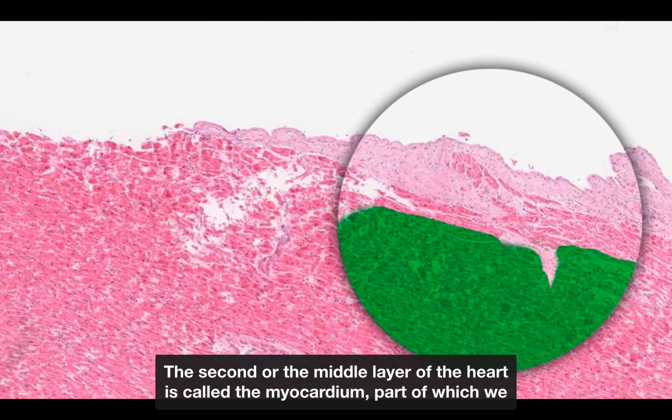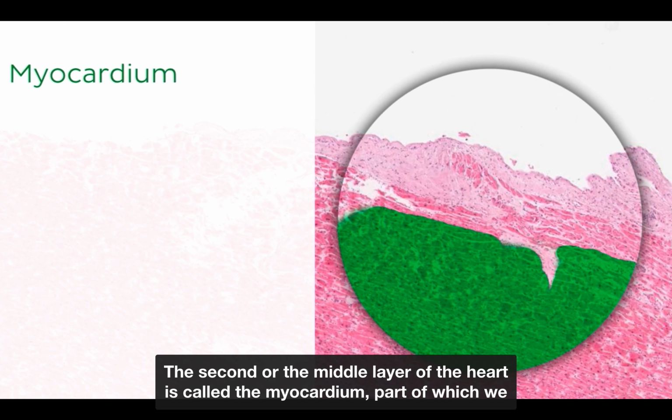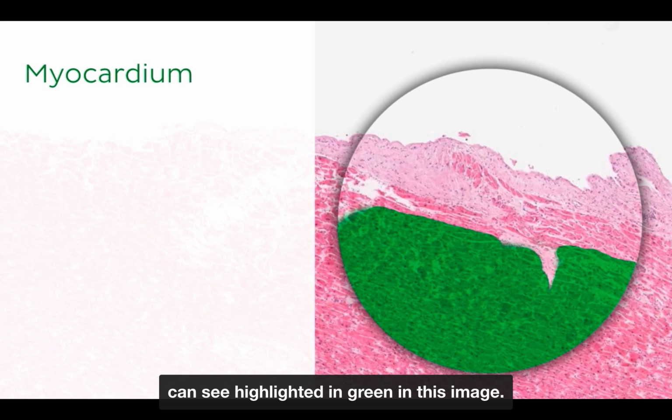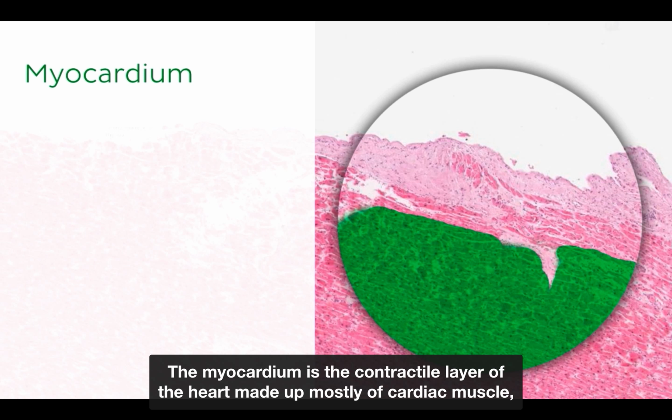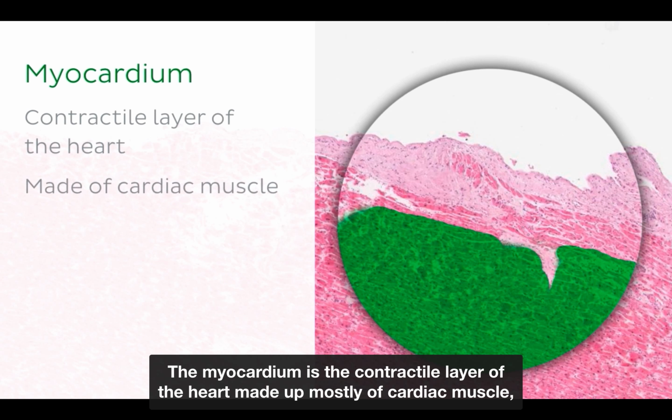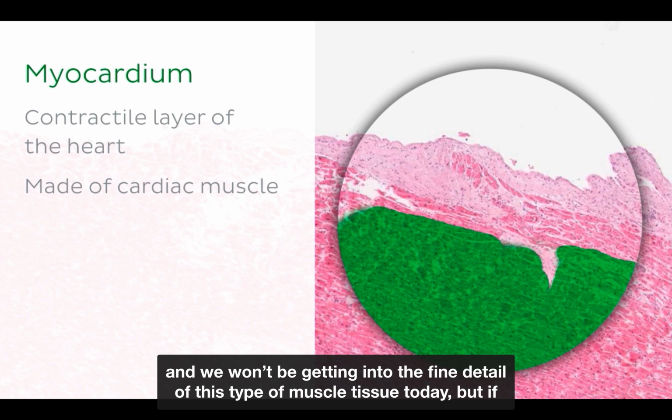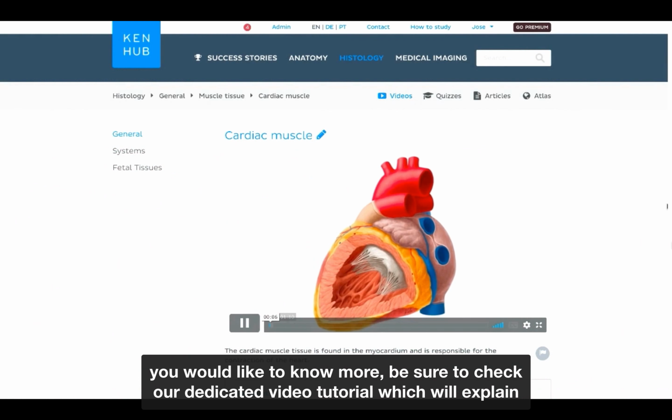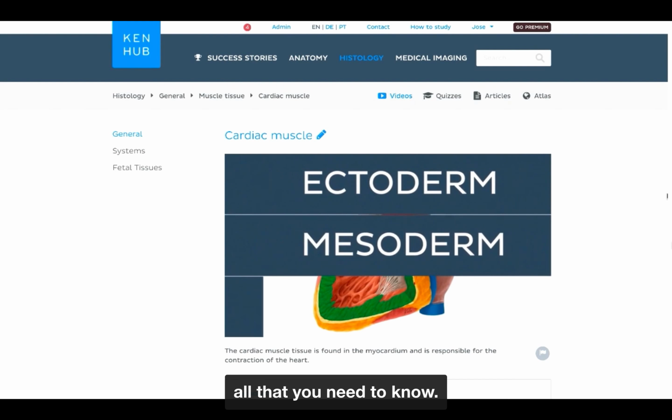The second, or the middle layer of the heart, is called the myocardium, part of which we can see highlighted in green in this image. The myocardium is the contractile layer of the heart, made up mostly of cardiac muscle, and we won't be getting into the fine detail of this type of muscle tissue today, but if you would like to know more, be sure to check out a dedicated video tutorial which will explain all that you need to know.